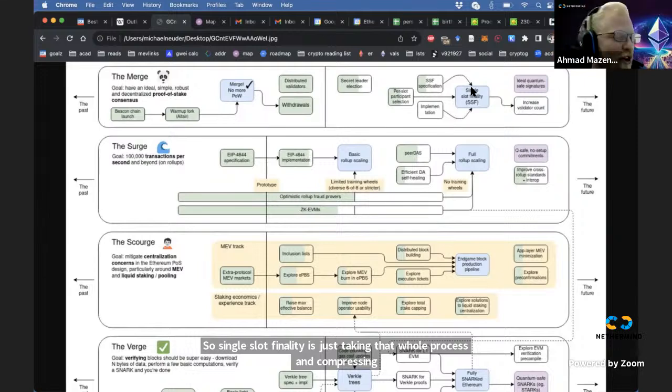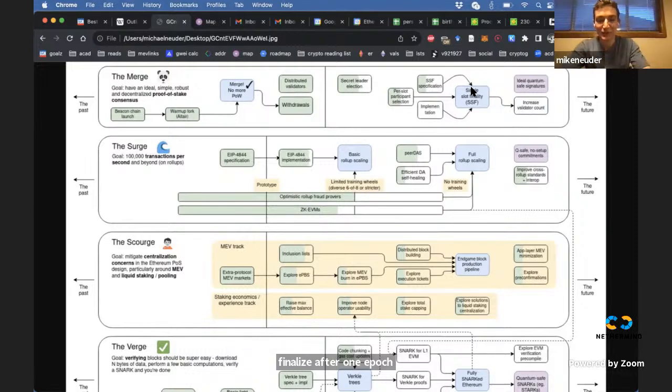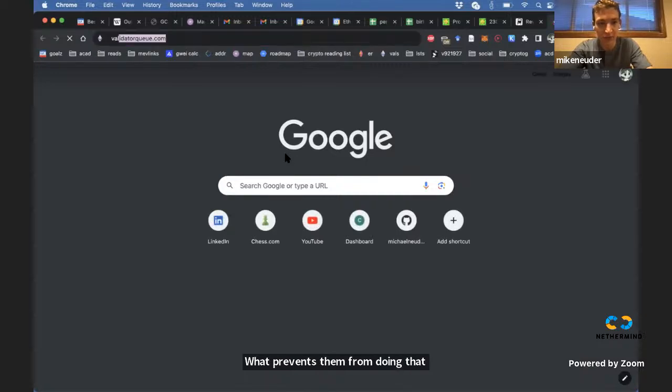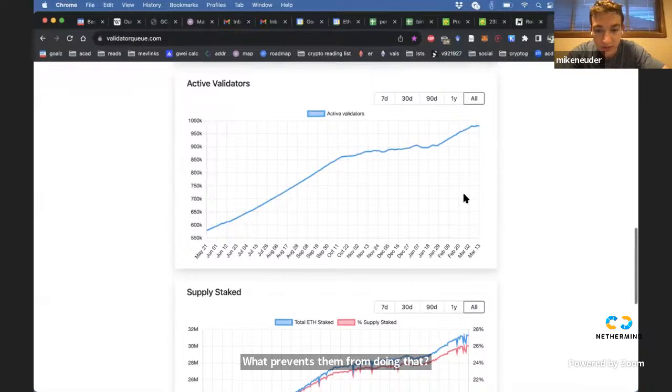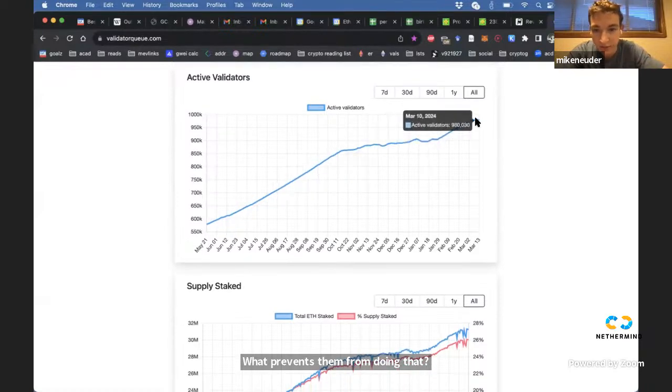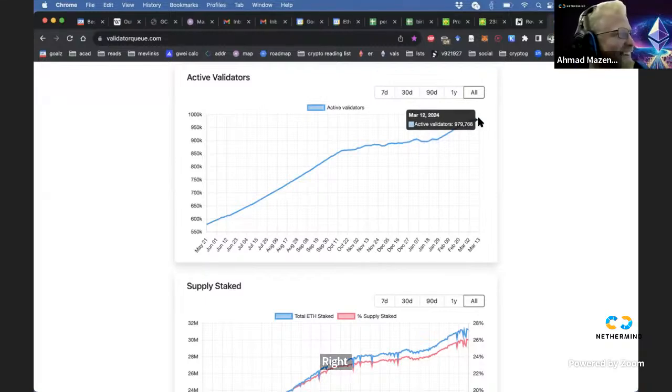But what prevents core devs from, for example, saying, okay, instead of finalizing after 2 epochs, let's finalize after 1 epoch? What prevents them from doing that? Right. So the biggest thing is the number of validators. If we go to validatorq.com, we can see that the number of active validators is, oh my gosh, we're so close. Yeah, 980,000. Right, so we're right about at 1 million.